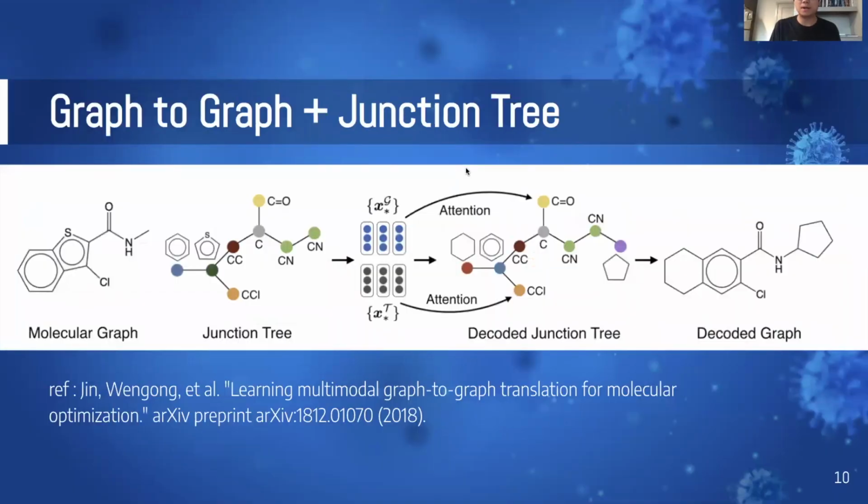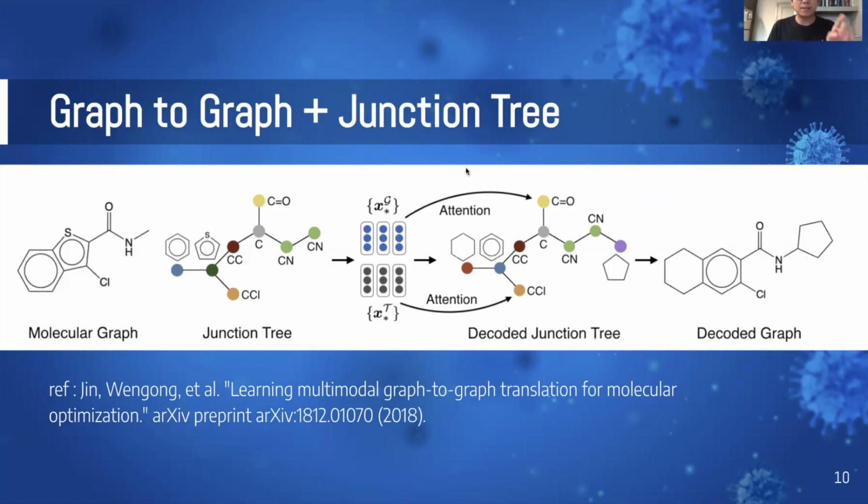Before I talk about the model, I want to introduce a concept: what is graph-to-graph and junction tree, and how it's related to the model. So imagine there are two graphs. Graph-to-graph is something that, given an existing graph, generates something that's similar to it.